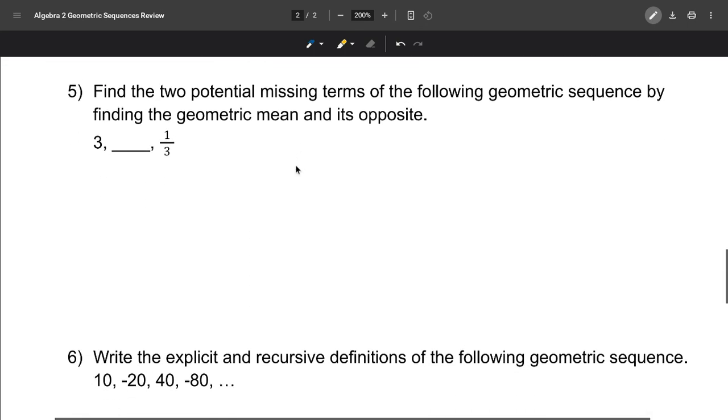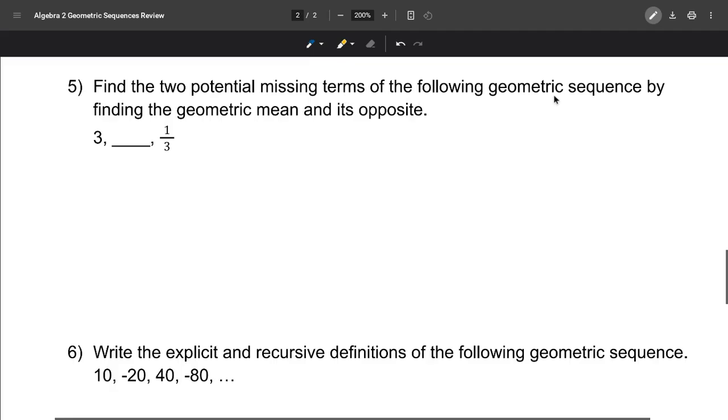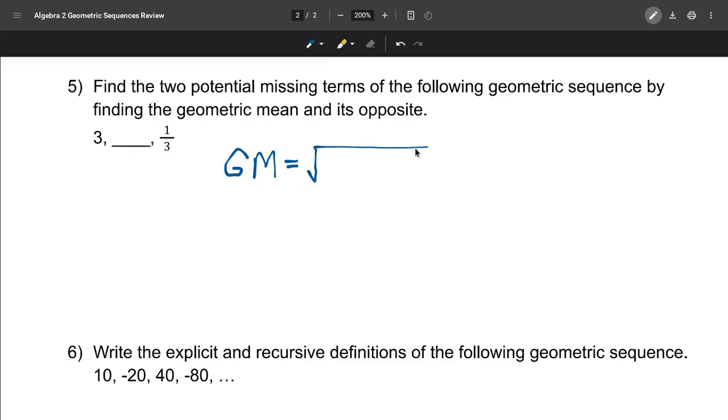Problem 5. Find the two potential missing terms of the following geometric sequence by finding the geometric mean and its opposite. So we're going to take the product of the two terms surrounding the missing term and take the square root of that. So we do 3 times 1/3. Take the square root of that, which is going to be the square root of 1. So the geometric mean is 1. So it could be 1, or it could be the opposite of 1, negative 1.